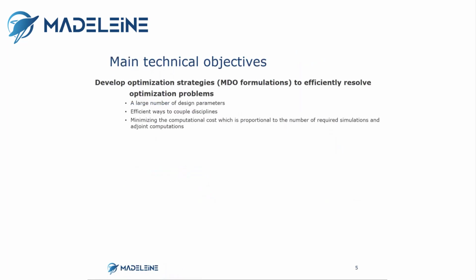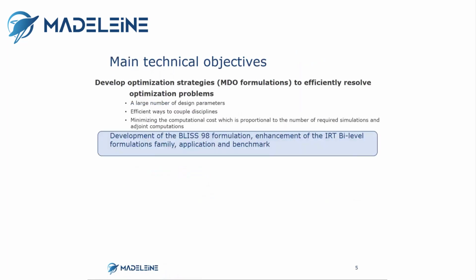So to be more concrete, what did we do? Firstly, we have developed some optimization strategies as efficient as possible to solve these complex problems. That means including a large number of design parameters with efficient ways to couple the disciplines, and of course, able to minimize the computational cost, which is proportional to the number of simulations and of adjoint computations. And we have developed the BLISS 98 formulation to enhance our IRT bi-level formulations family, to apply all these formulations and to benchmark them.